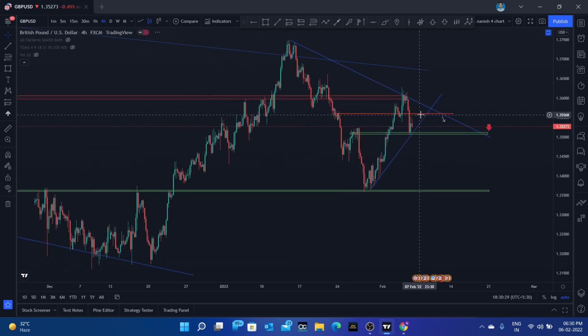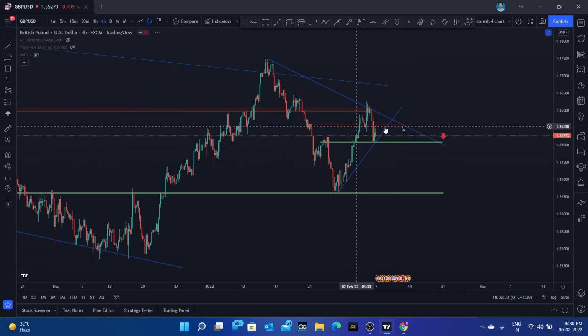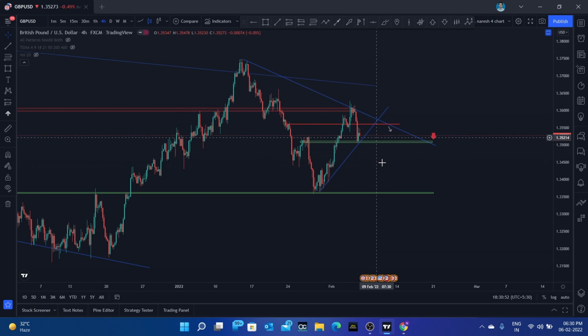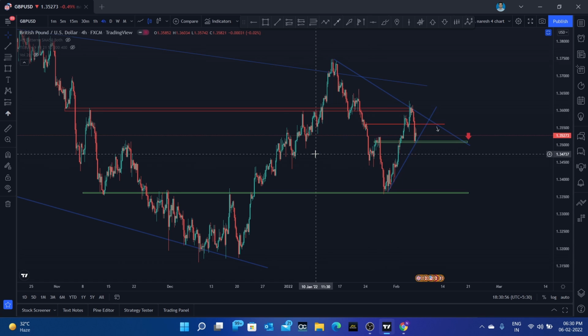So that would be the analysis. We are having two levels, this level and this level. If it is breaking this support level, you can go for short entries, guys. And if it is coming to this level or this level, this important zone here, and if it is again forming some kind of bearish engulfing candle, you can go for short entries in GBPUSD, guys. We are having good potential on GBPUSD as well.